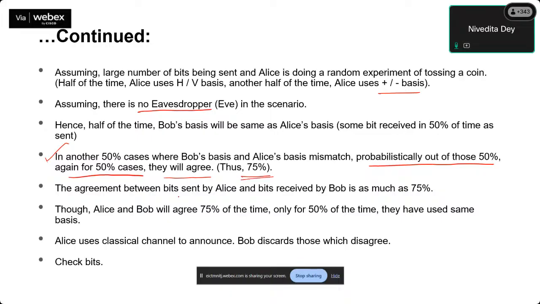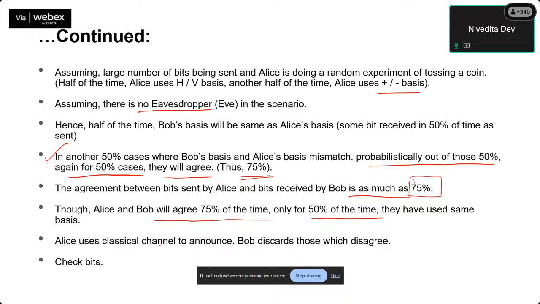So the agreement between bits sent by Alice and bits received by Bob is as much as 75%. This is the maximum agreement. So though Alice and Bob will agree 75% of the time, only for 50% of the time have they used the same basis. These are all statements of how the algorithm has been developed.